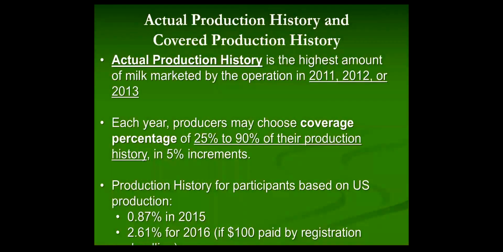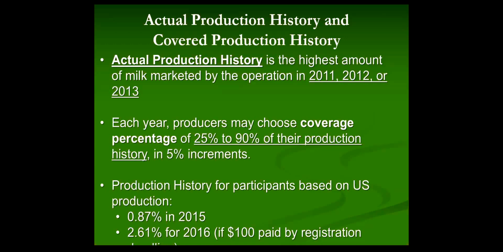And so you got to look at what those numbers are. In order to calculate what you can cover with it, you got to look at your average production history. And it's the highest amount of milk marketed, pounds of milk marketed, in 2011, 12, or 13. It uses those as your base years, like if you think about corn, soybeans, those kinds of things. Within each year, the 15 year, which was chosen in December of 14, you can choose which percentage of that production you want to actually cover. And those are in 5% increments from 25 up to 90% of your actual production history.